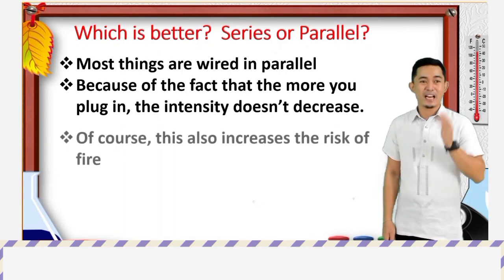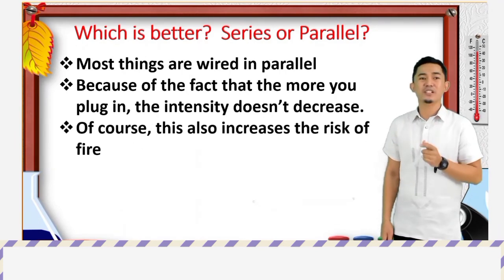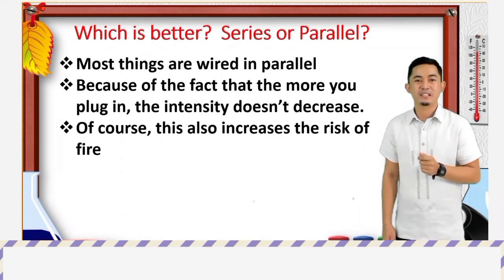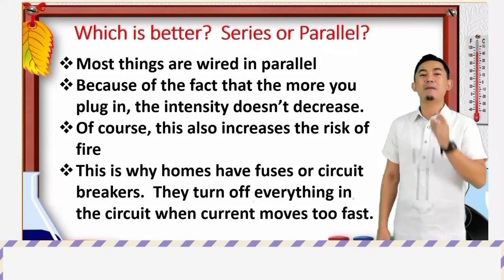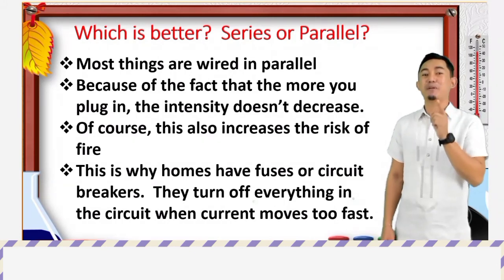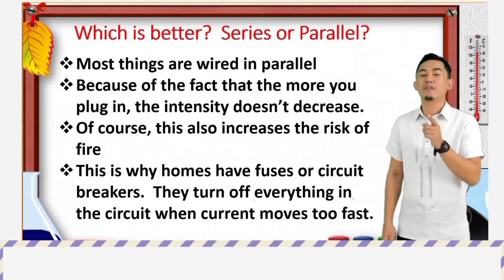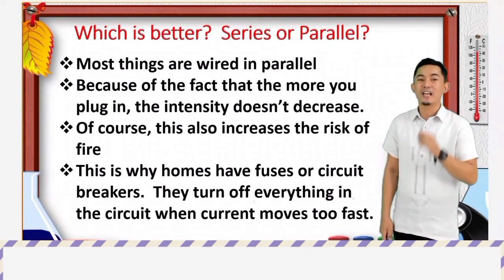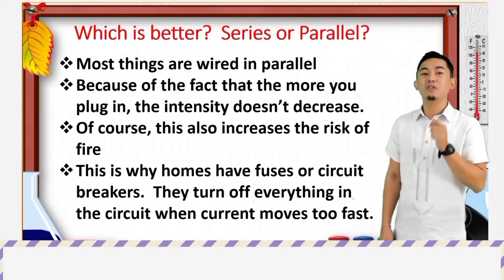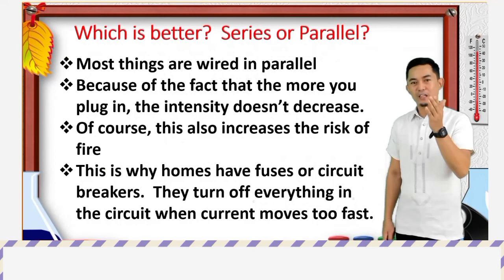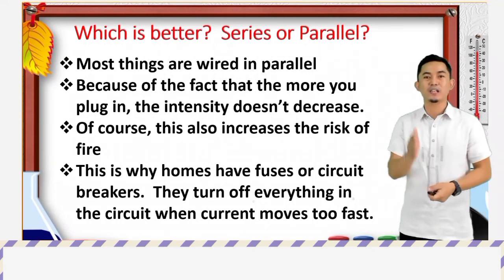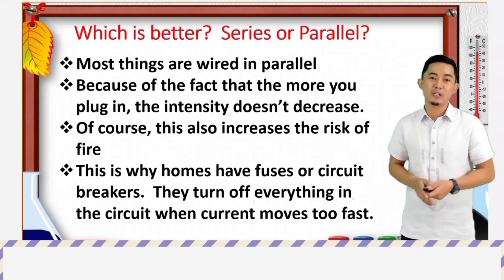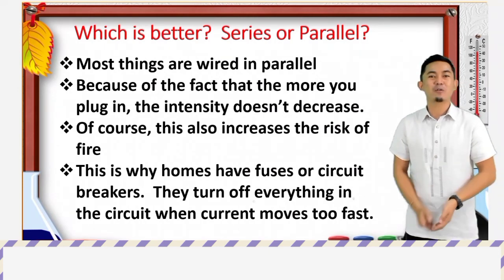And of course, this also increases the risk of fire. So, aside from that, this is why homes have fuses or circuit breakers. They turn off everything in the circuit when current moves too fast. I know you have your circuit breakers or fuse box in your house.